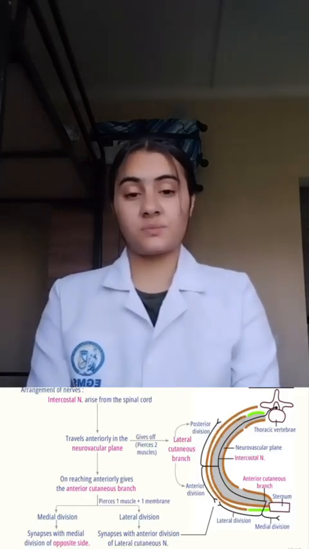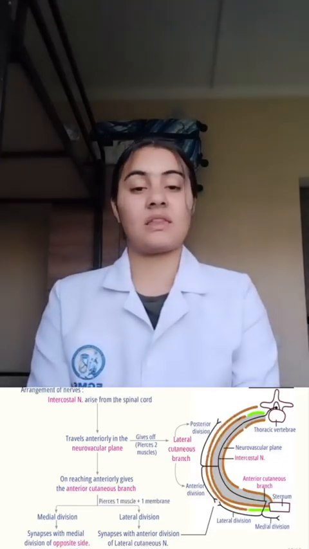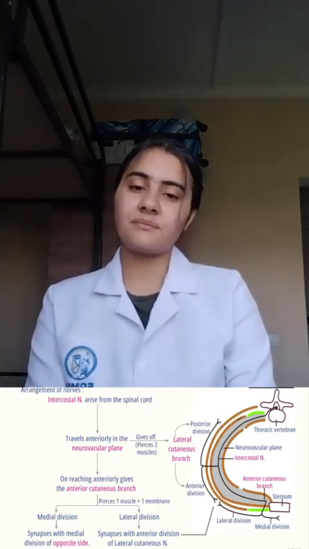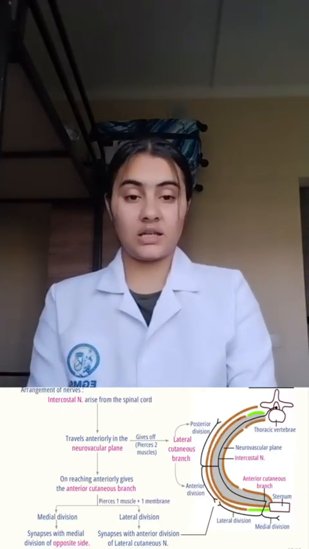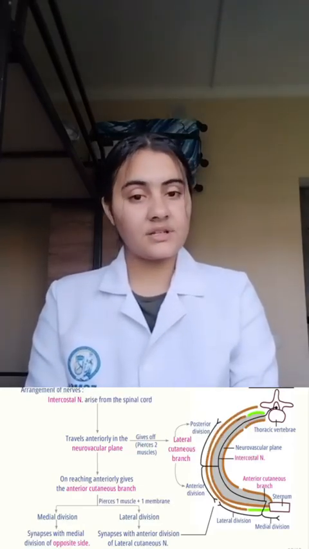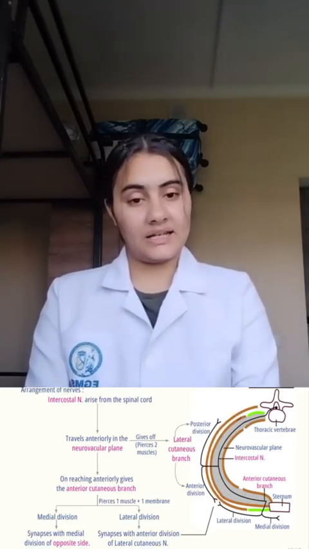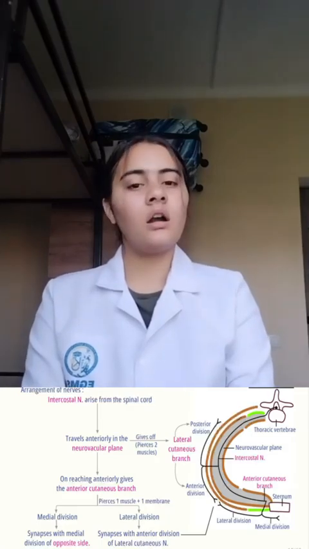The anterior cutaneous branch pierces one muscle and one membrane. The muscle it pierces is the internal intercostal muscle, whereas the membrane it pierces is the external intercostal membrane, and it gives two divisions, the medial division and the lateral division. The medial division communicates with the medial division of the other anterior cutaneous nerve, whereas the lateral division communicates with the anterior division of the lateral cutaneous nerve.